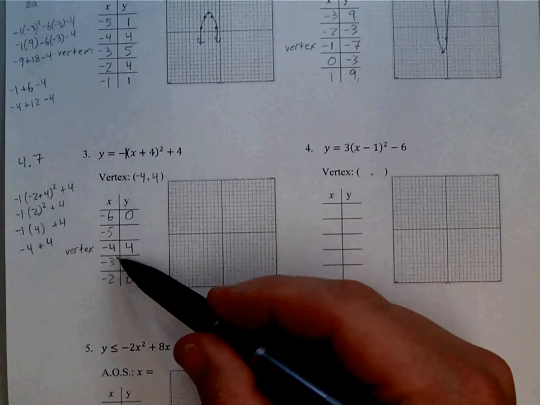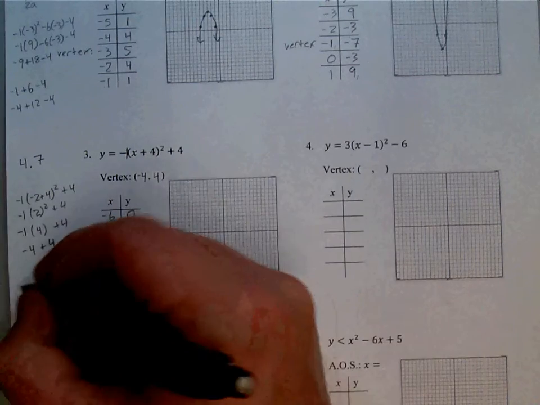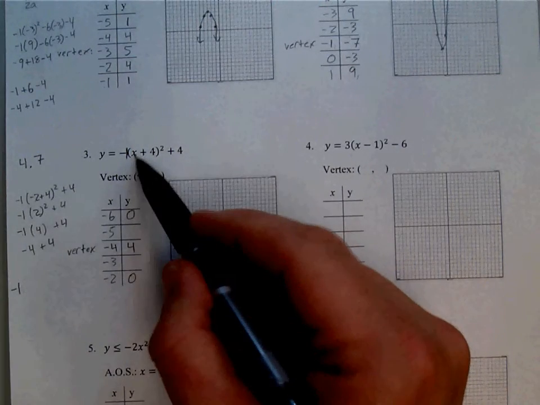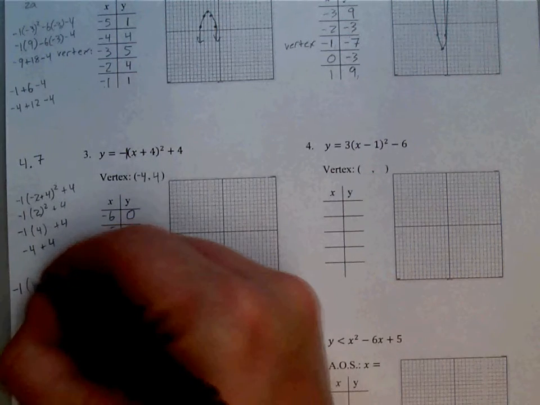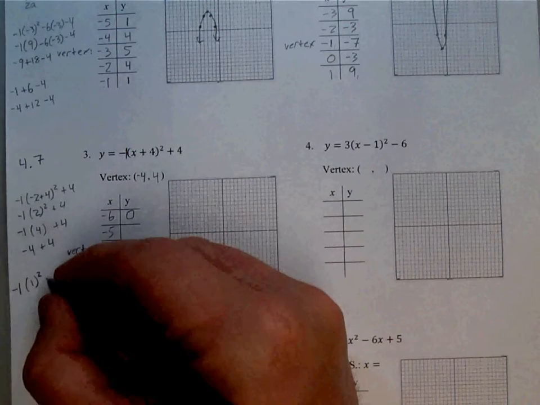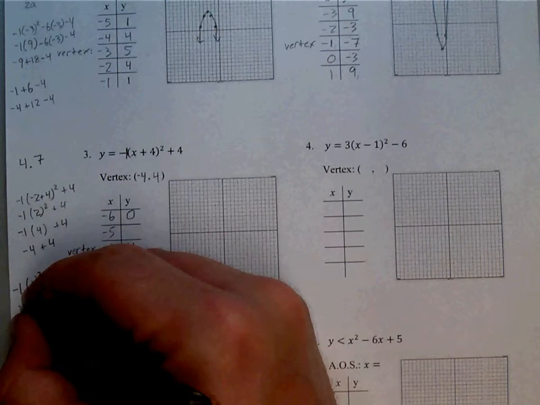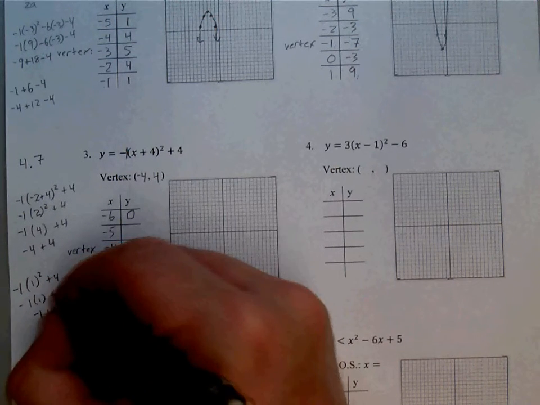Then I plug in negative 3. Once again, I don't want to take up as much room, so I'm going to do a little shorter version of it. So plug in negative 3. Negative 3 plus 4 is 1. I will have to square that. When you square 1, you get 1. Multiply by negative 1 is negative 1 plus 4, I just get 3.